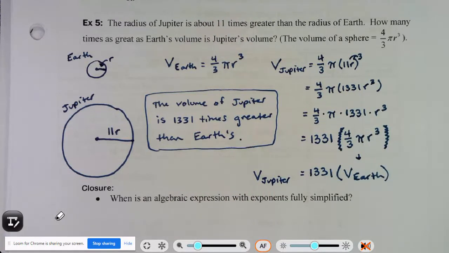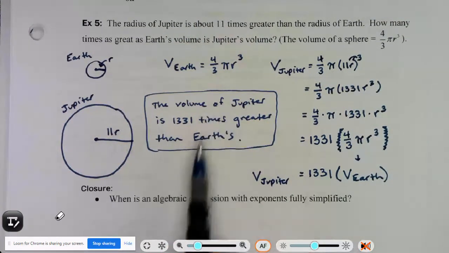Kind of interesting. We used our exponent rules, but ultimately we were using a kind of substitution, almost back to a geometry type of feel, to figure out how many times greater.